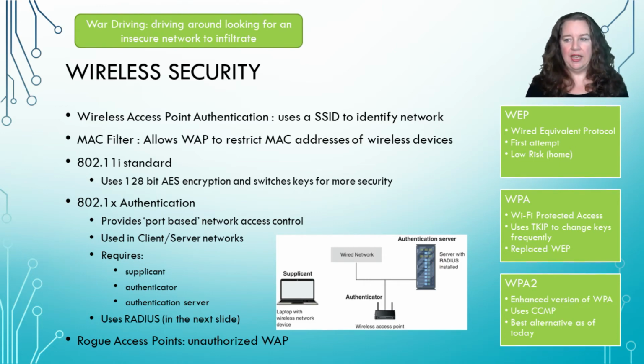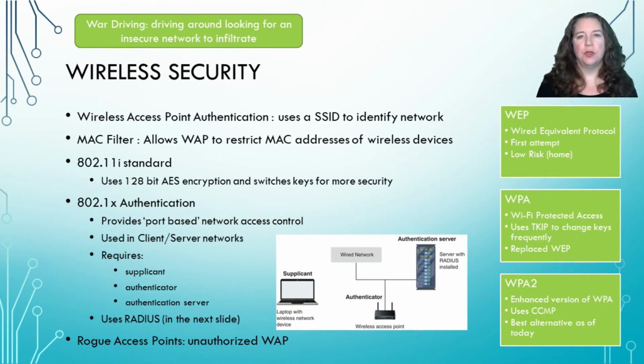Your WPA, which is your Wi-Fi protected access, uses TKIP. TKIP stands for Temporal Key Integrity Protocol. Temporal key meaning the key switches. It changes keys frequently to make sure that the protocol stays with the correct key. It was designed to replace WEP. The last one and the most common and the most secure at this point is WPA2. So our Wi-Fi protected access version 2, the advanced version.